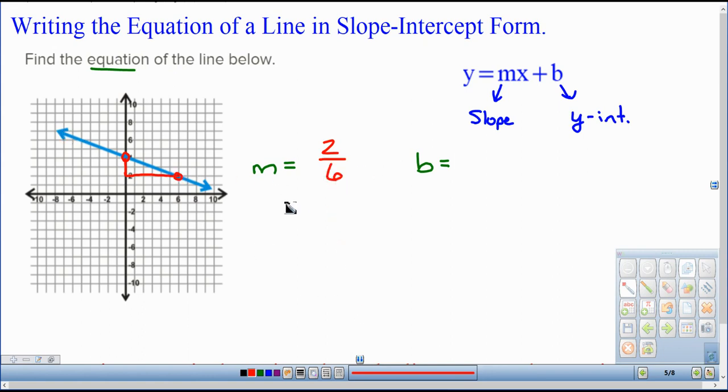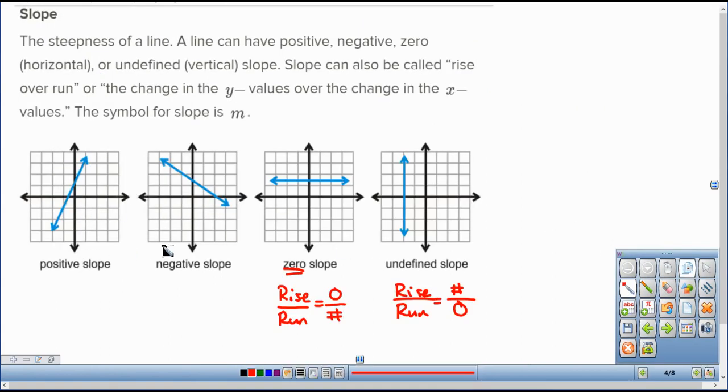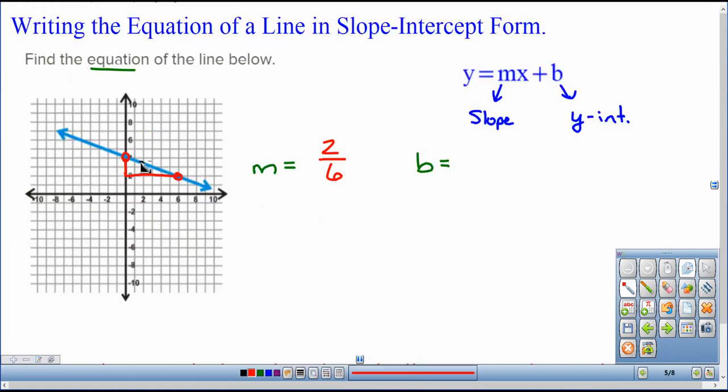And look at the line and make sure that you have the correct sign. Is it positive, negative? Is it 0 or undefined? Since it's going downhill from left to right, this needs to be negative. And then I will reduce that. So m is negative 1/3.